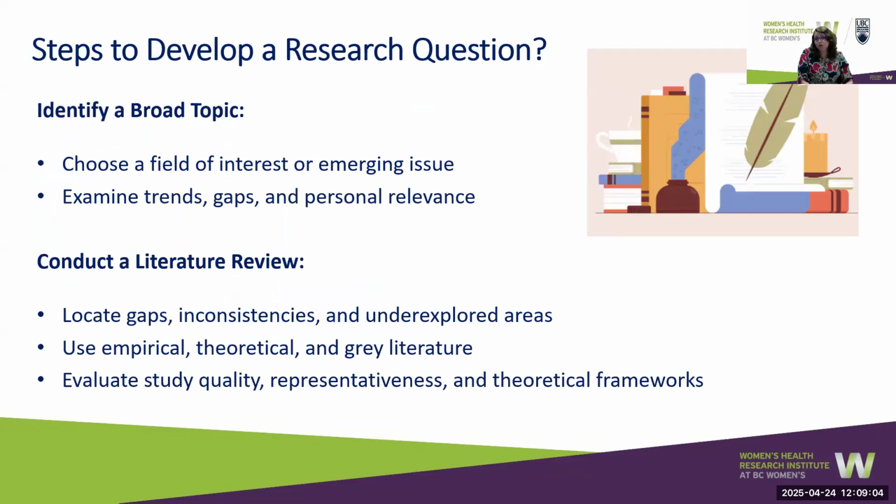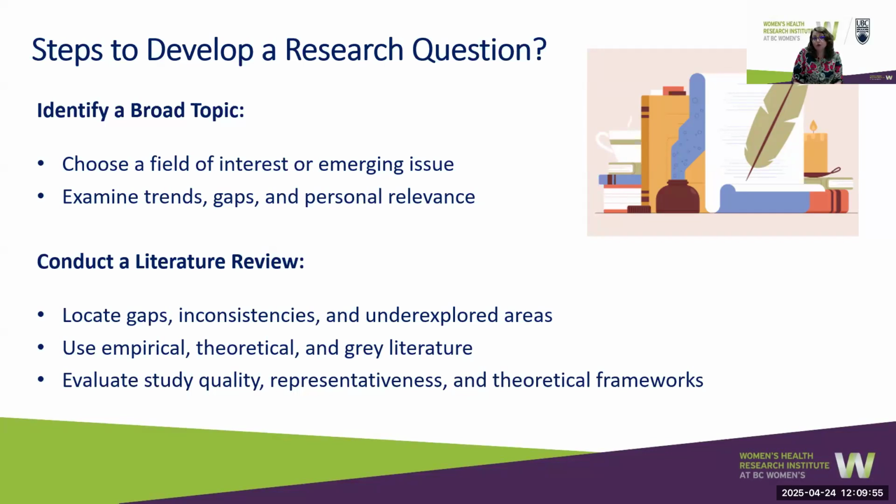So what are the steps for a research question? Most of us have a job with a specific title and are assigned to specific units. So probably our research question will be relevant to our field of work or field of study. But even within your field, if you develop your own research question, you need to choose a field of interest or emerging issue, something new in the field or what you're interested in. You need to examine trends, gaps, and personal relevance of the question, and how this question will help narrow the gaps or explain the trends in a specific environment.